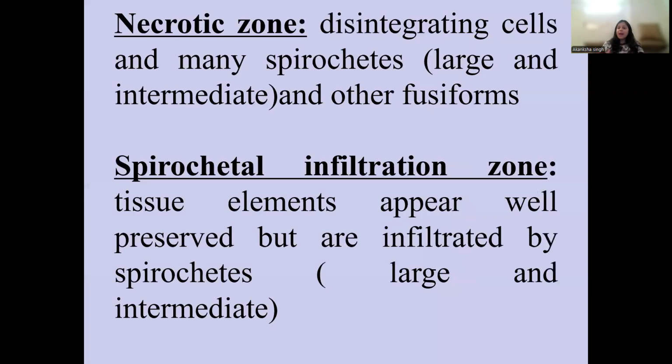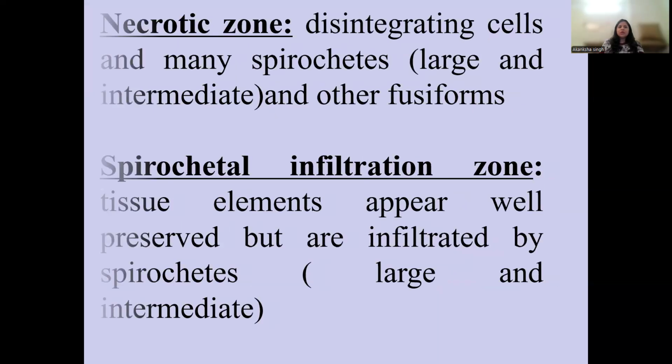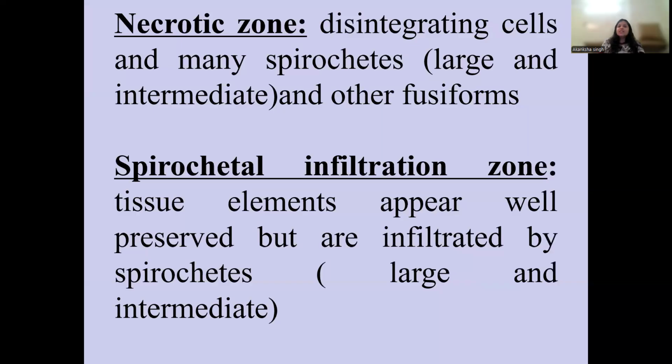Then after that bacterial zone, there was a necrotic zone. Disintegrating cells and many spirochetes and other fusiform bacteria were also seen in the necrotic zone. And the last zone is the spirochetal infiltration zone. Tissue elements appear well preserved but are infiltrated by a large amount of spirochetes. So the zones are like that.